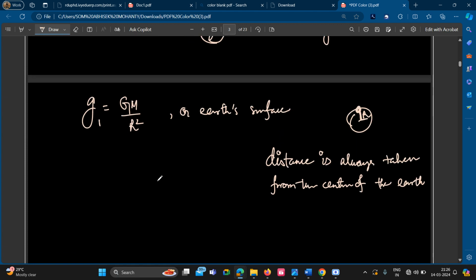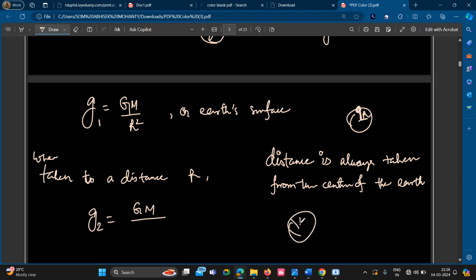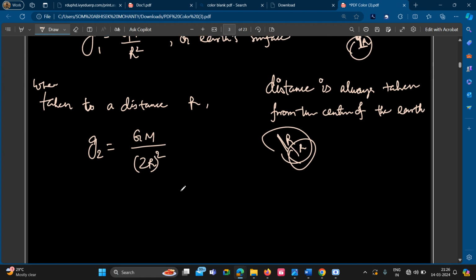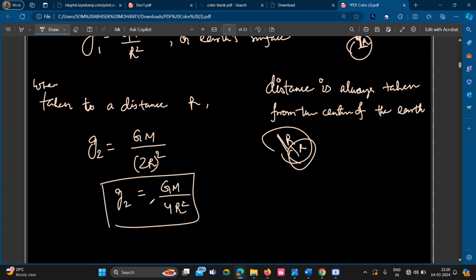When it is taken to a distance R, that means what happens? G2, it will change. So GM by, now what is the total distance? This distance is R, this is your R. So R plus R is 2R. So 2R whole square. So this becomes GM by 4R square, isn't it? Okay. So G2 is GM by 4R square.